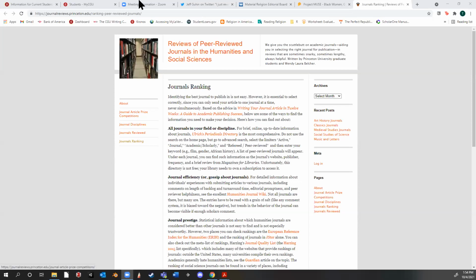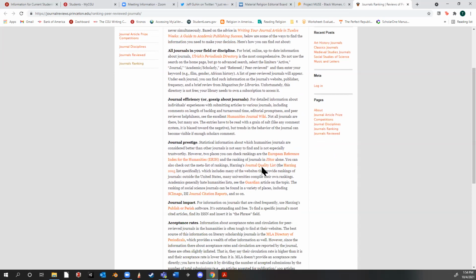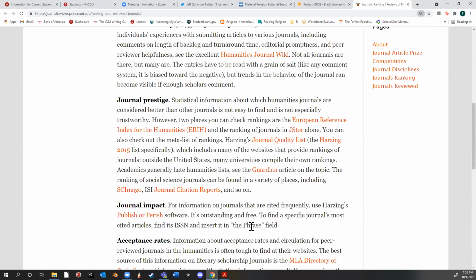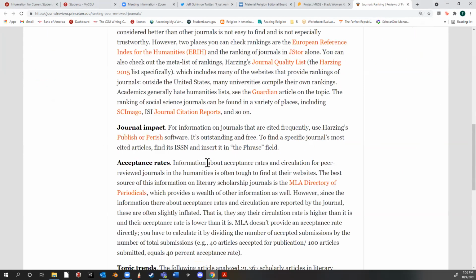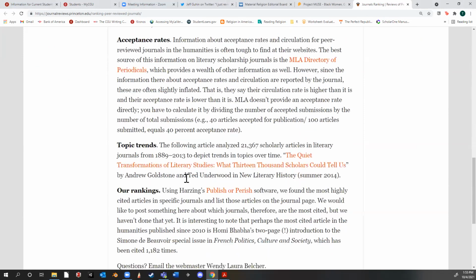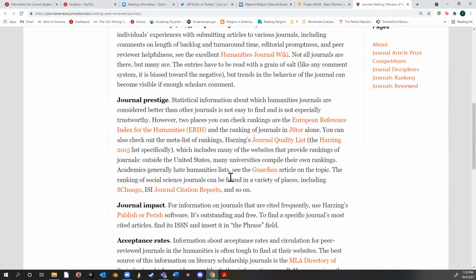There we go. Okay. The link that you will find on the handout I've given you is actually just a special note about journal rankings, right? Journal efficiency, things like that. So I encourage you, that has a lot of different resources for looking at different qualities in journals, different lists, acceptance rates, journal impact. They have specific rankings that they use.